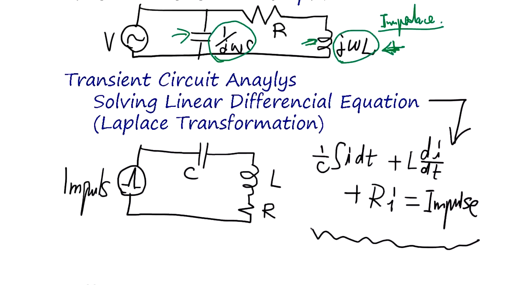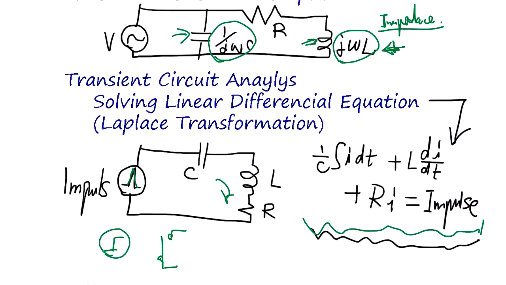For example, you give an impulse or step function, and what happens? Step function is like a switch. You suddenly turn on the switch, apply the voltage, and then what happens to the current inside? It's going to be a linear differential equation, and we have to solve this to know what's going to happen.